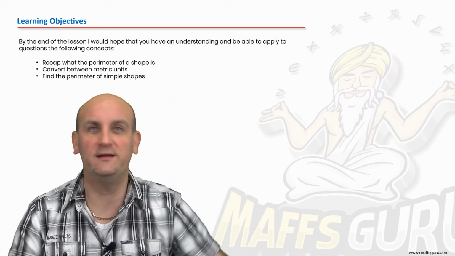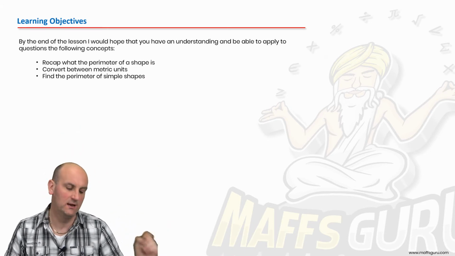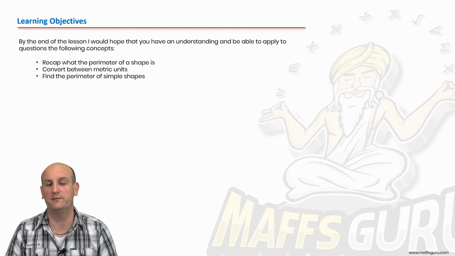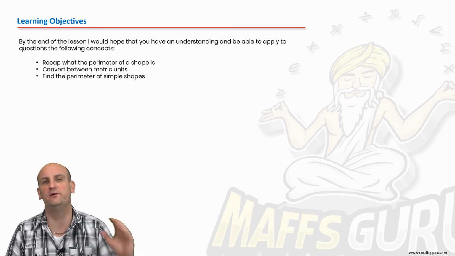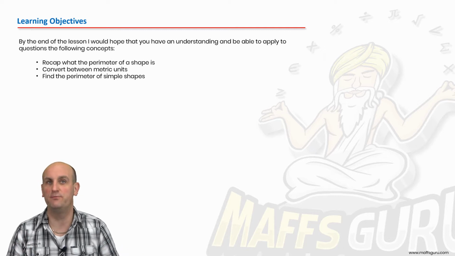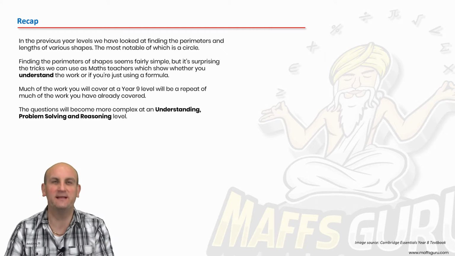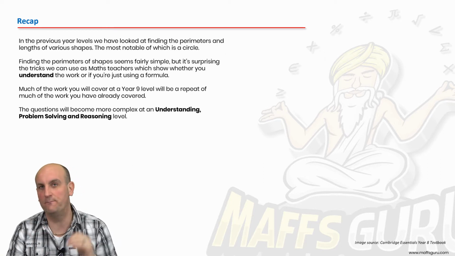Now, what are we doing today? Learning objectives. We are recapping what the perimeter of a shape is, converting between metric units, and finding perimeters of simple shapes. Now, I know this seems very, very simple, but at this year level, things get funky pretty quickly. And the great thing about maths is it builds on top of each other, so bit by bit, the maths gets a little bit harder.